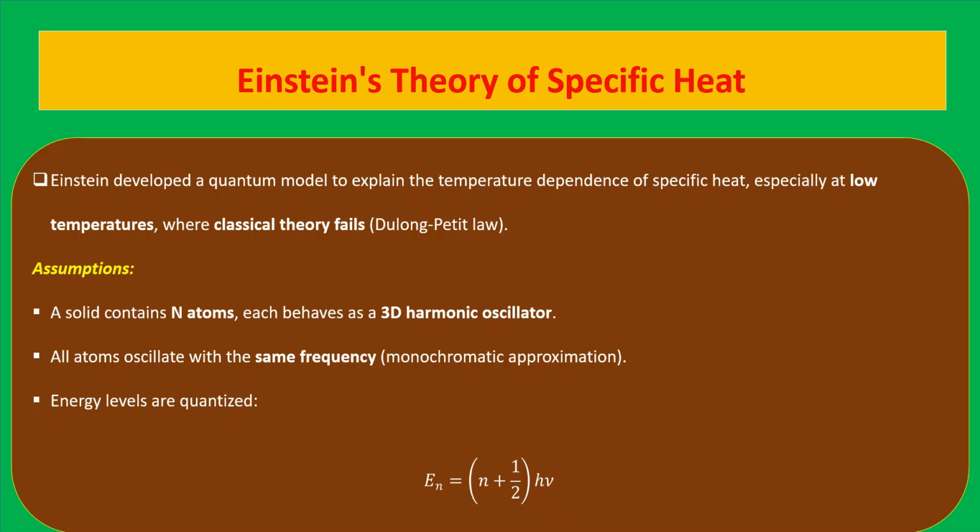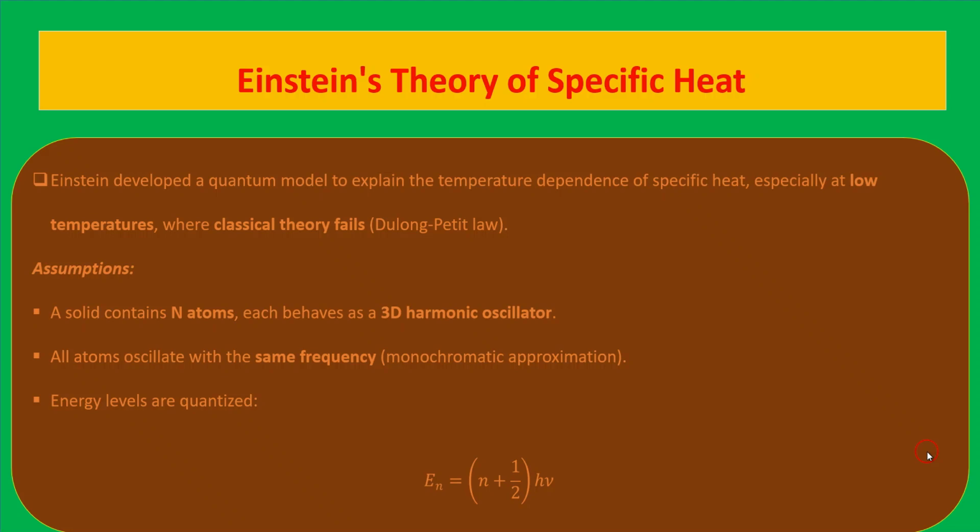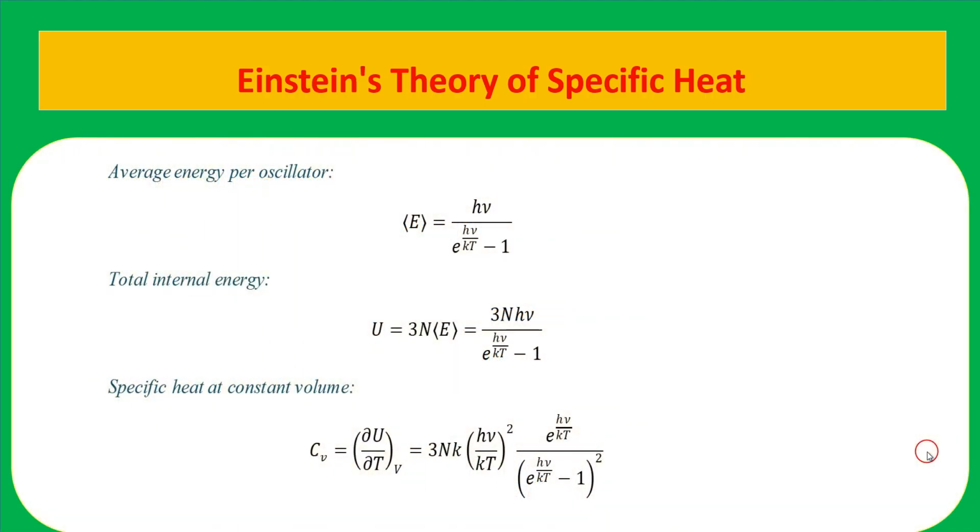So what is the energy level for Einstein theory of specific heat? Quantized, then En is equal to (n plus 1 by 2) hv. These are all the assumptions we have to remember while studying the Einstein theory of specific heat. So these are some of the most important equations we have to simplify and present here. Then average energy per oscillator, that is the most important, hv by (e power hv by kT minus 1). This is most important for doing the problems in the next classes.